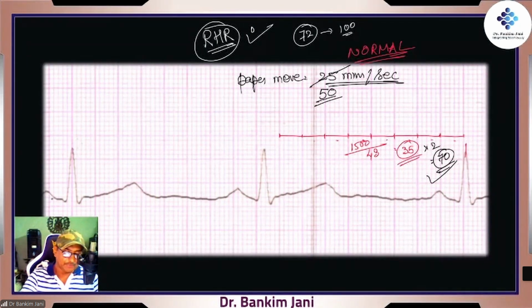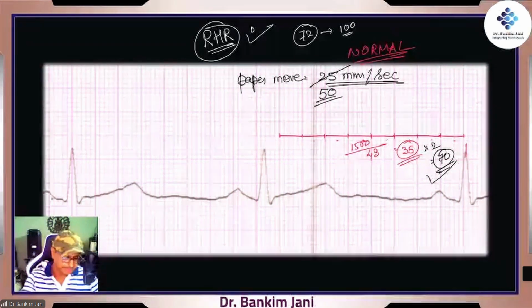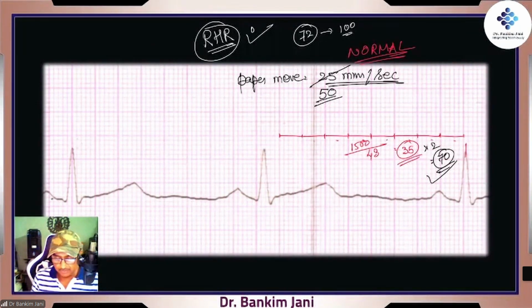Similarly, if the voltage calibration is not done. See here the voltage calibration has been done. Usually this is about 1 millivolt. This is about 2 big squares, and it is pretty good. There is a standard paper size. It is a roll, and that keeps on moving.